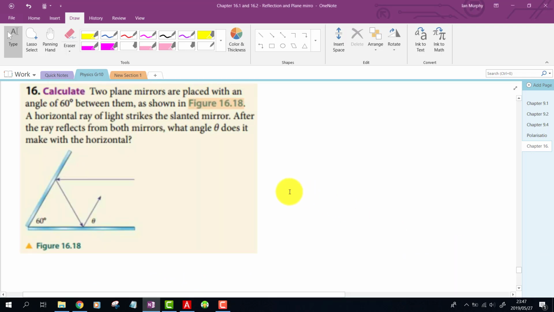Okay, great. Last question and then the explanation of wavefronts. Question 16. Calculate. Two plane mirrors are placed with an angle of 60 degrees between them, as shown in figure 16.18. A horizontal ray of light strikes the slanted mirror. After the ray reflects from both mirrors, what angle theta does it make with the horizontal? Please write down question 16. Please redraw this diagram large enough so that you can fill in angles everywhere, and try this question before you play the video to see the answer.